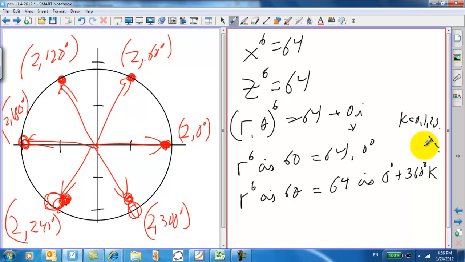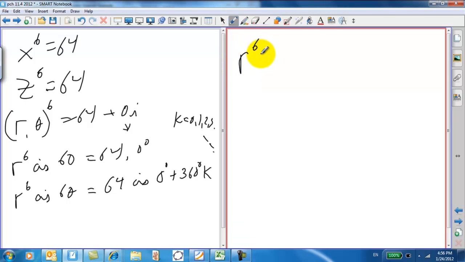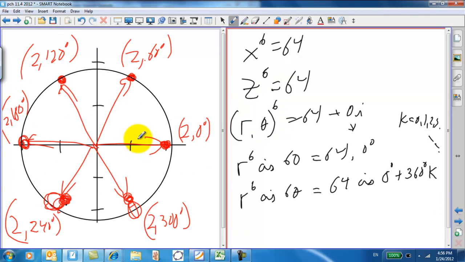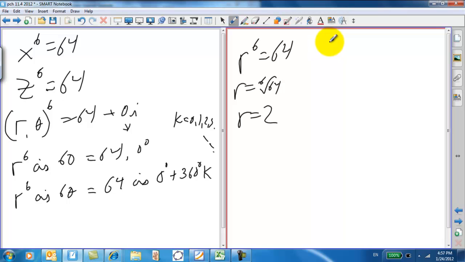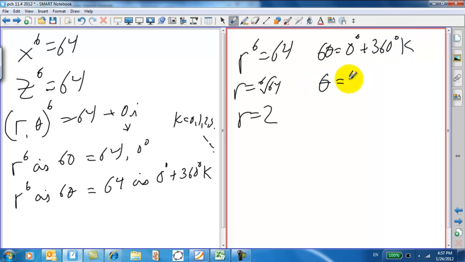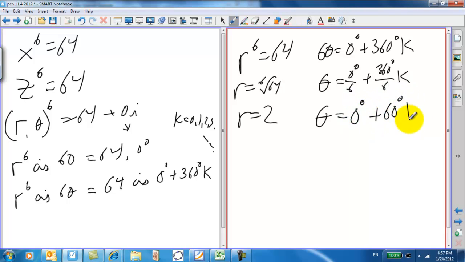Okay? So, now, we can just say r to the 6th equals 64, and just take the 6th root of 64 to get 2. That's consistent with all of these being 2 away from the pole. And further, we can say 6 theta equals 0 degrees plus 360 degrees times k. So theta equals 0 degrees over 6 plus 360 degrees over 6 times k, or theta equals 0 degrees plus 60 degrees times k.